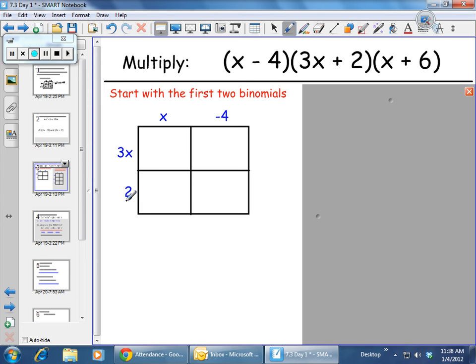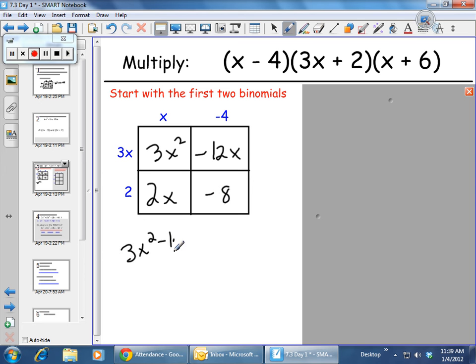And so to multiply these, 3x times x is 3x squared. Negative 4 times 3x is negative 12x. And then x times 2 is 2x. And then negative 4 times 2 is negative 8. So this would be 3x squared minus 10x minus 8. Okay, but that's just these two things multiplied together. So now we have to take that answer and multiply it by x plus 6.